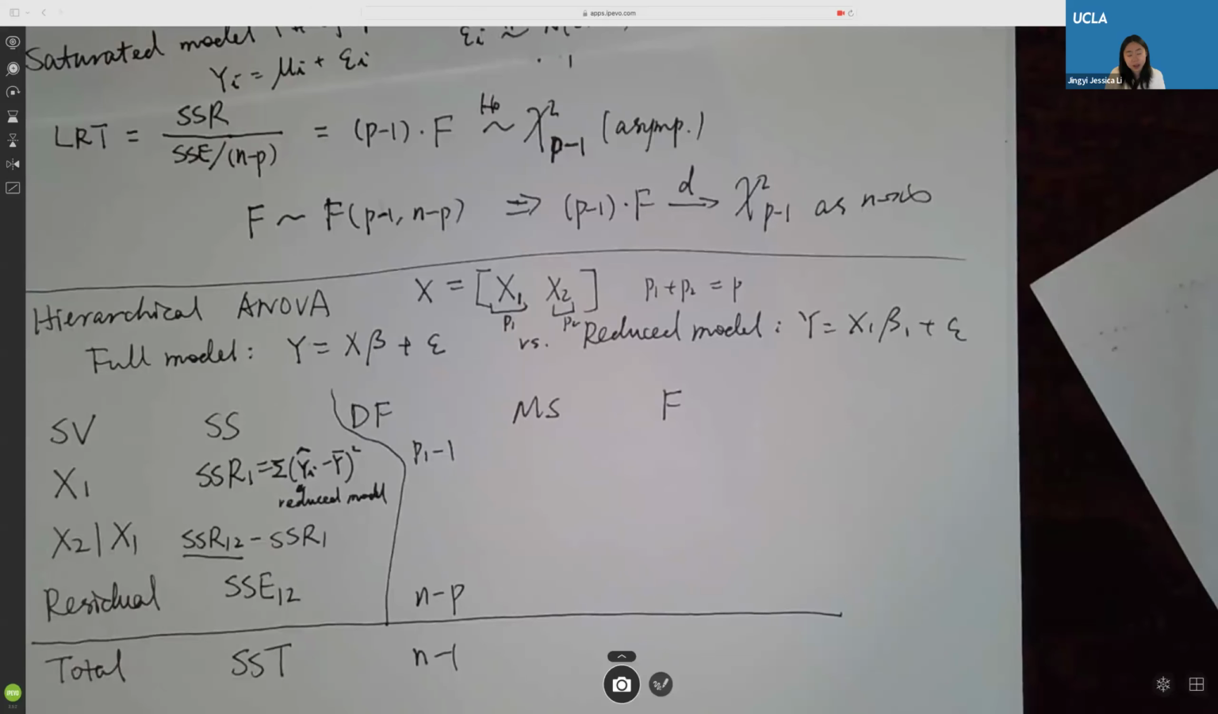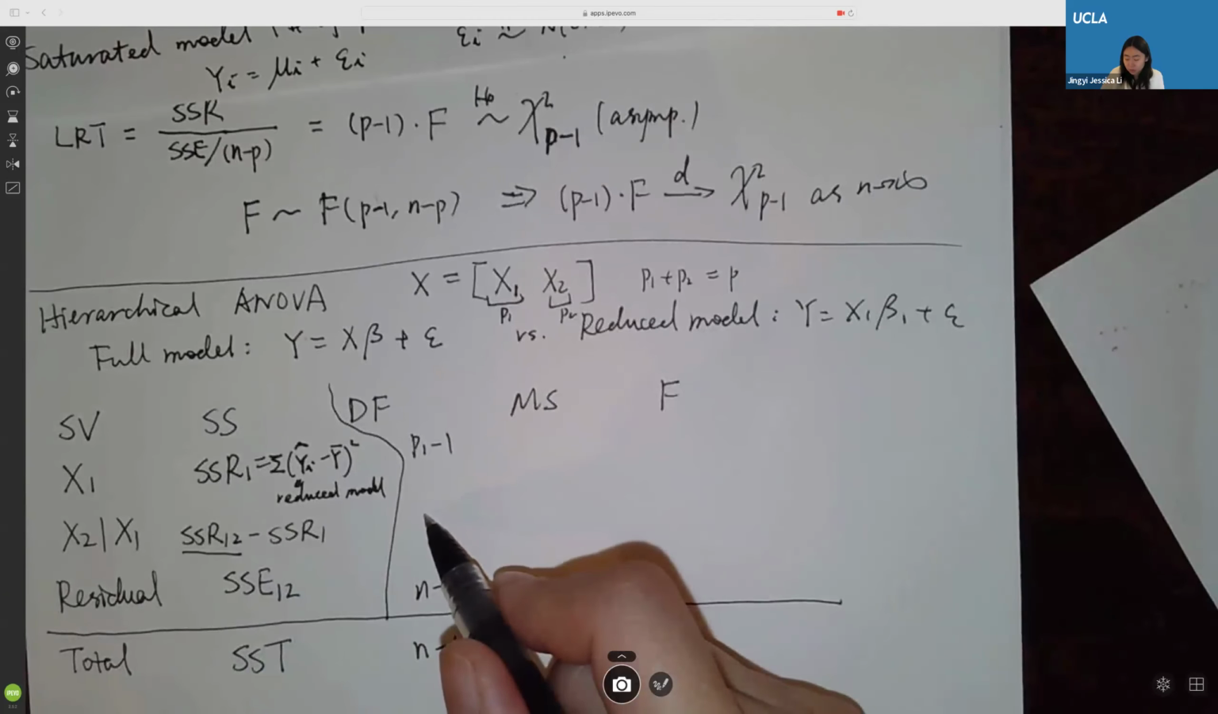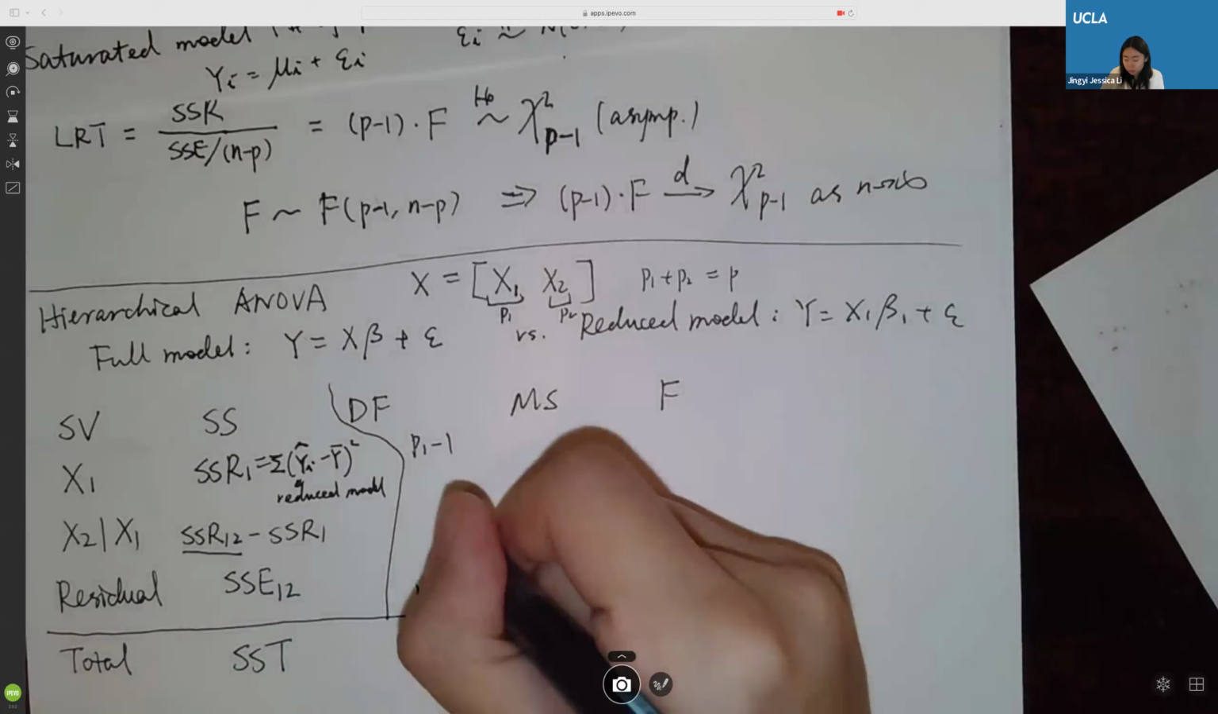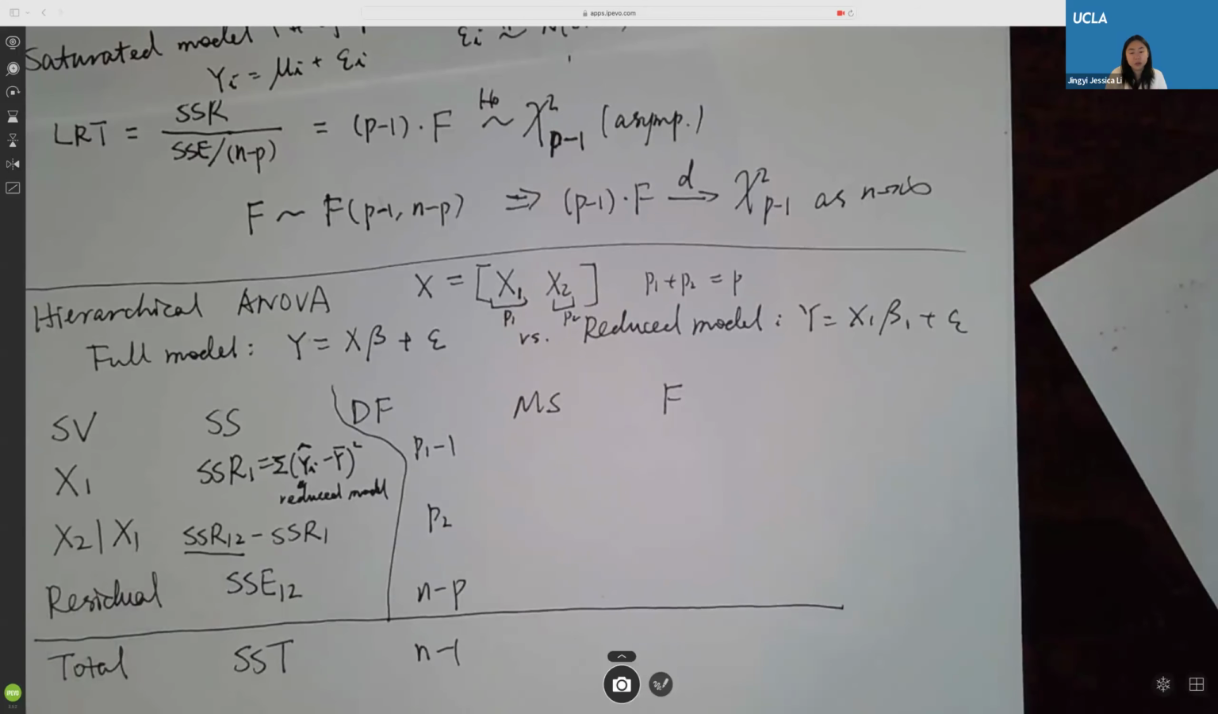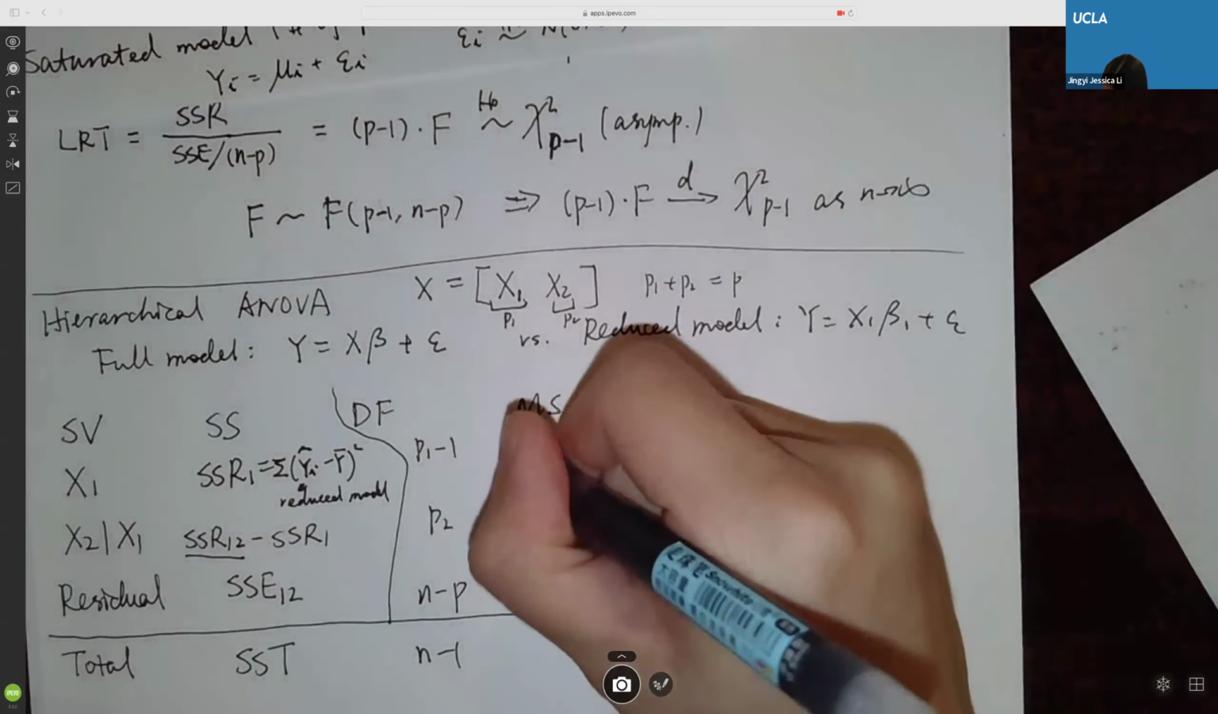Okay. And this one should be what? P2, because we are including additional P2 predictors into the full model. And we have P1 minus 1 because we are excluding the intercept. Okay, and then we will do the calculation correspondingly.